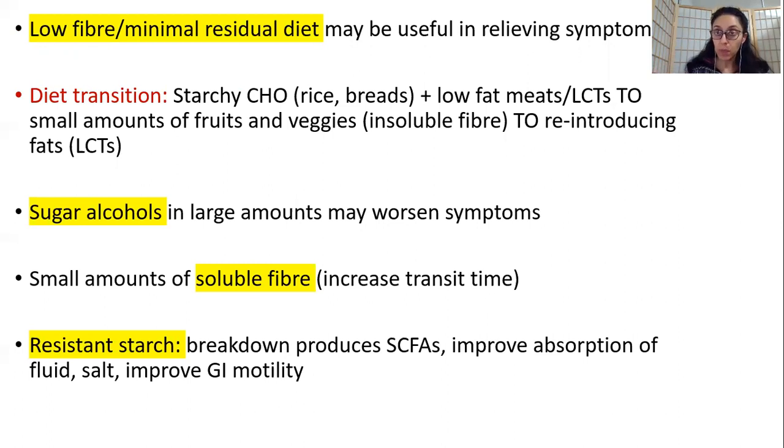So you start from liquids or purees, then semi-solids, then solids. Insoluble fibers are introduced later in the diet, and even LCTs are introduced later. It is best to do it with MCTs and be safe in your dietary transition.